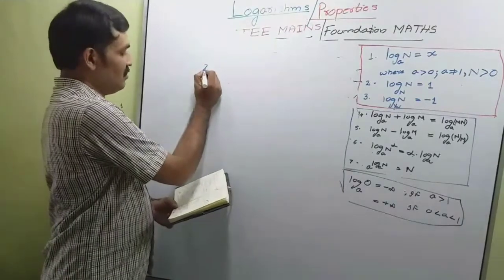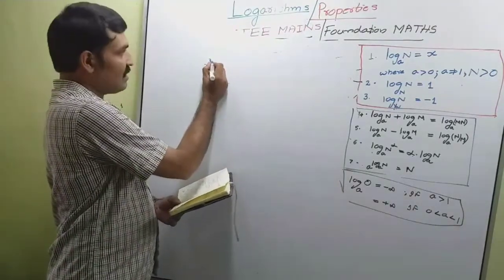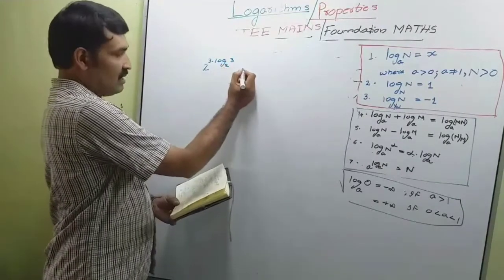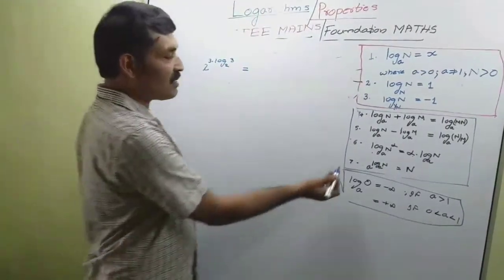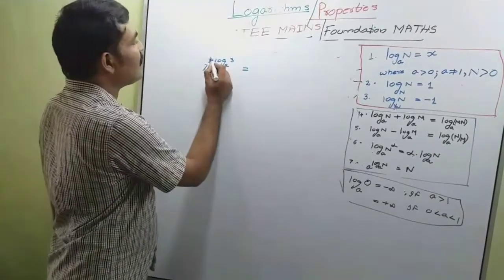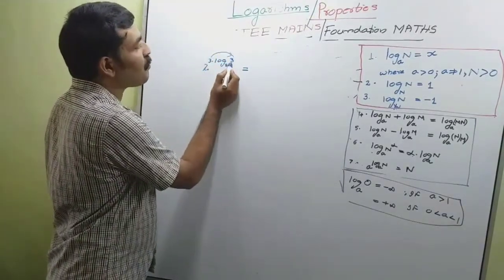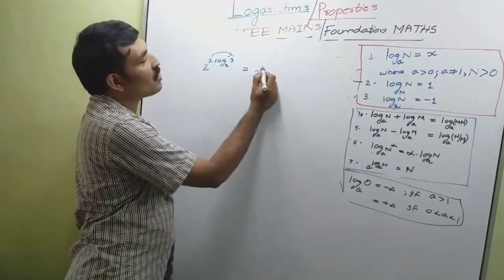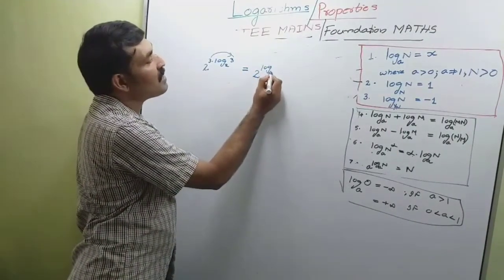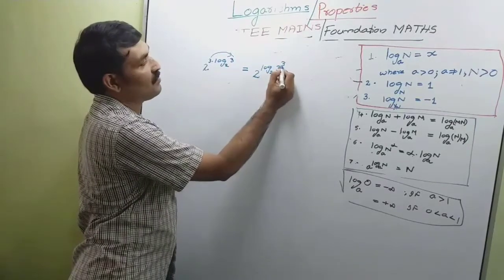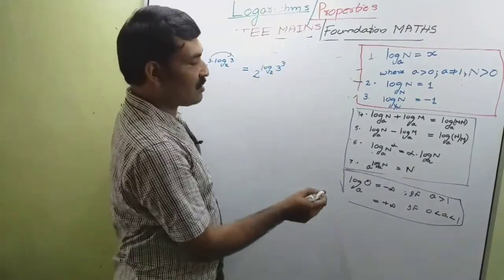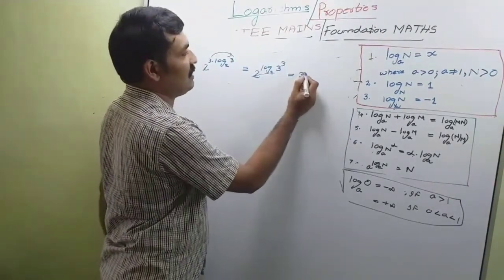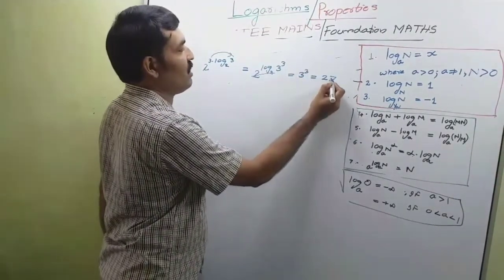Consider the question 2 raised to 3 log 3 to the base 2. Using the 7th property, this 3 can be written as the power or exponent of this 3. So this is equal to 2 raised to log base 2 of 3 raised to 3. Then using the 7th property, 2 and 2 get cancelled. This is equal to 3 cube, which is 27.